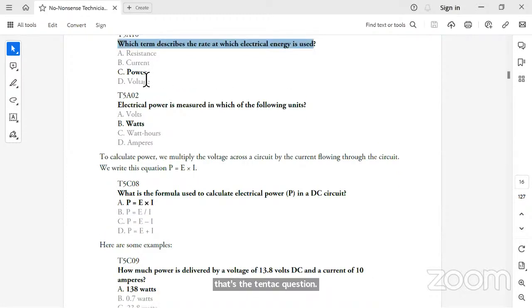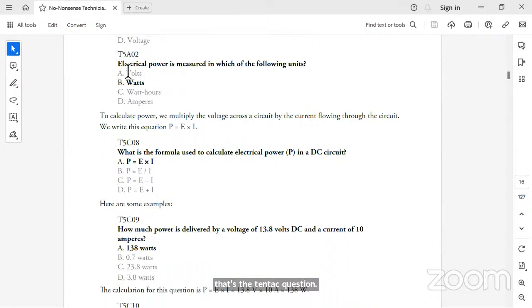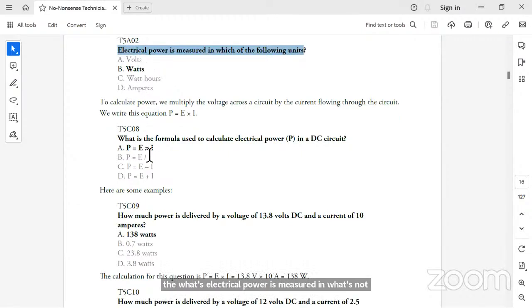Okay, next one. Electrical power is measured in which of the following units? What units? Yes, it's the watts. Electrical power is measured in watts, not volts, not amperes, and so on, right?